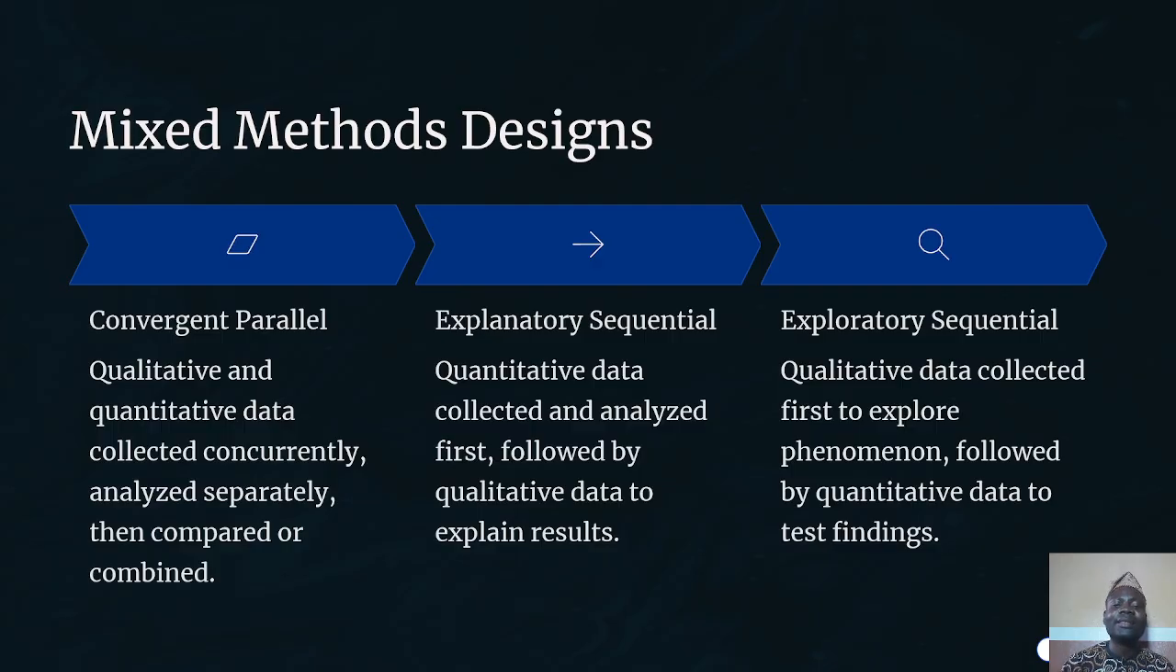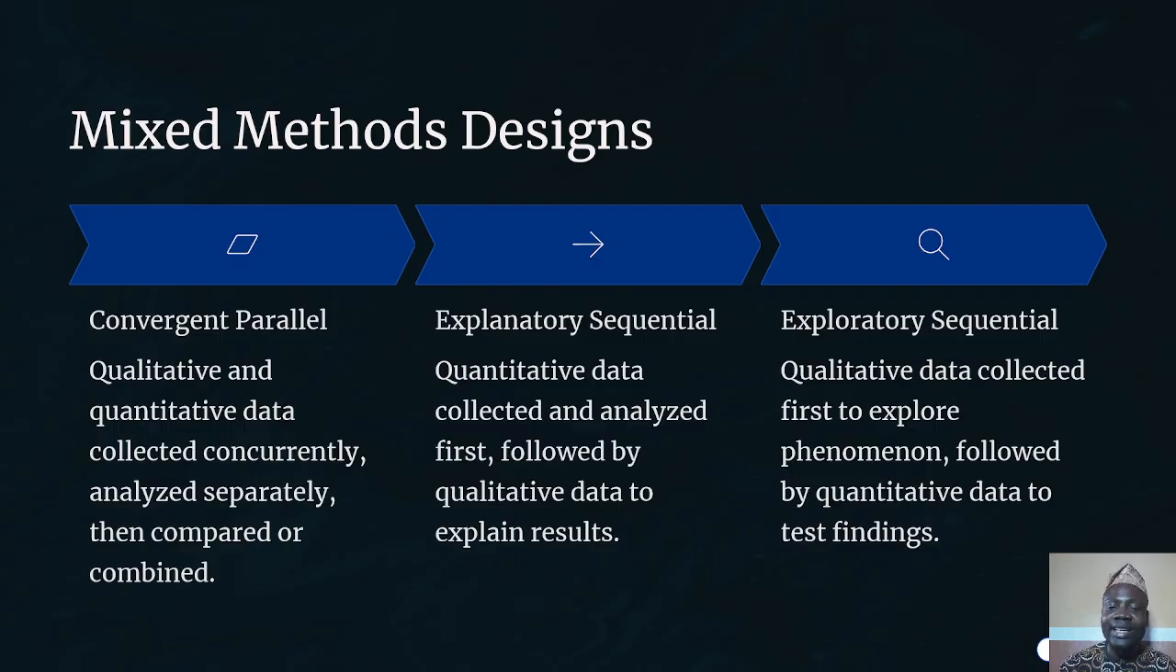We have the explanatory sequential. In that case, what happens is that the quantitative data is collected and analyzed first. It is after the analysis of the quantitative data that the researcher will begin to collect the qualitative data to explain the results.